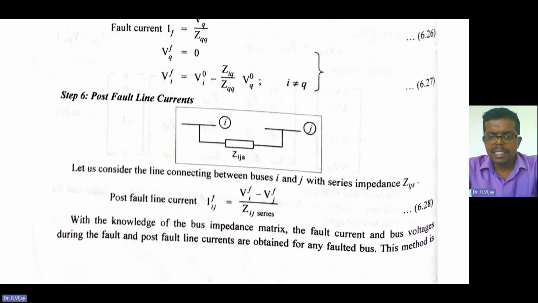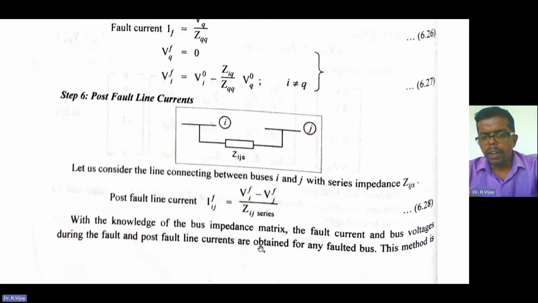Zij series. Let the post-fault line current Ij of F, that is, the current between buses I and J, be equal to (VIF minus VJF) divided by Zij series. With the knowledge of this bus impedance matrix, the fault current, the bus voltages during the fault, and the post-fault line current can be obtained.